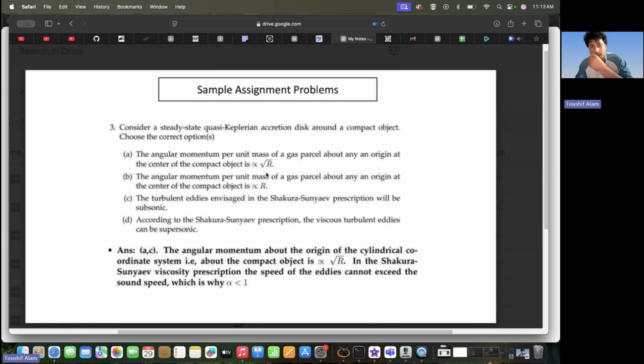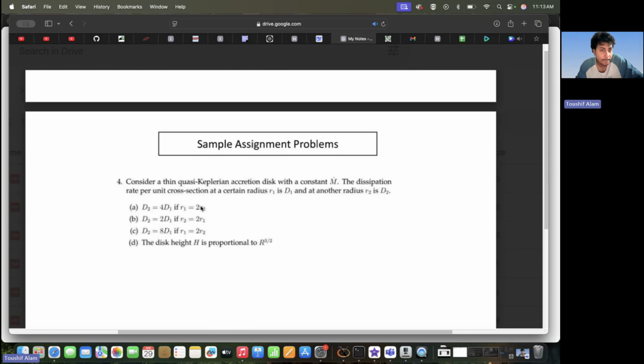Option A is correct. As we discussed earlier, it is proportional to root r. The angular momentum about the origin of the cylindrical coordinate system about the compact object is proportional to root r. In the Shakura-Sunyaev viscosity prescription, the speed of the eddies cannot exceed the sound speed, which is why alpha is less than 1. So options A and C are correct.